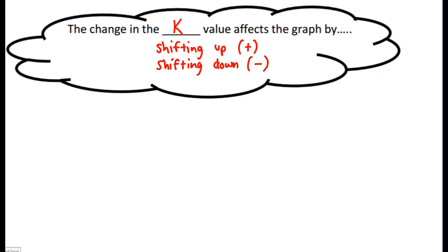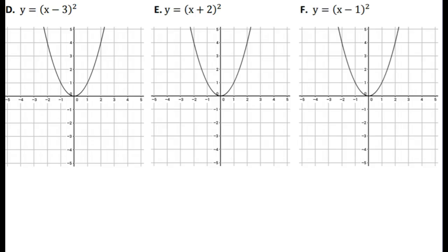So we've talked about what happens when a is a certain number. We've talked about what happens with k being a certain number. That's the one after the x squared. And the next one, we have stuff inside the parentheses, which is going to affect our h value.